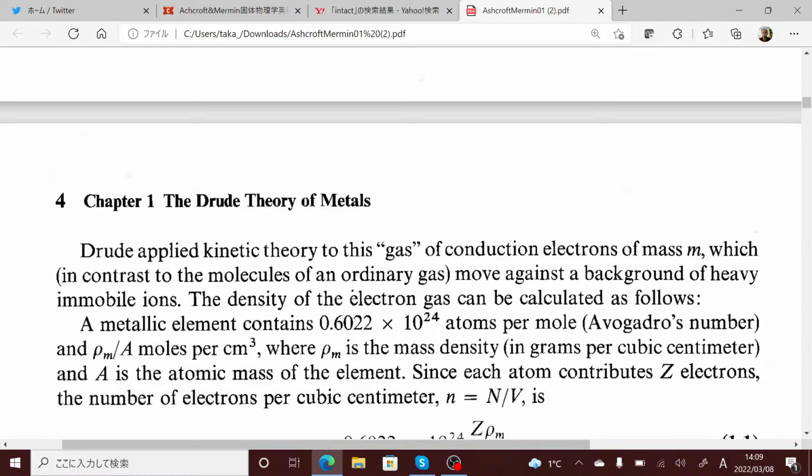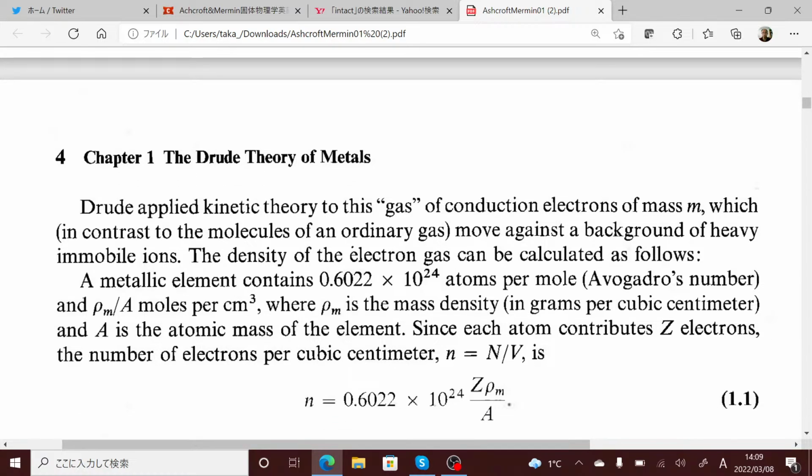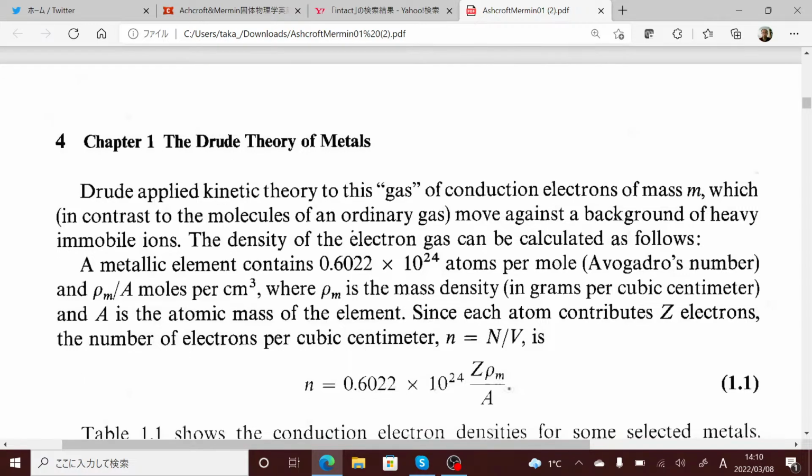Drude applied kinetic theory to the gas of conduction electrons of mass m, which, in contrast to the molecules of an ordinary gas, move against a background of heavy immobile ions. The density of the electron gas can be calculated as follows.